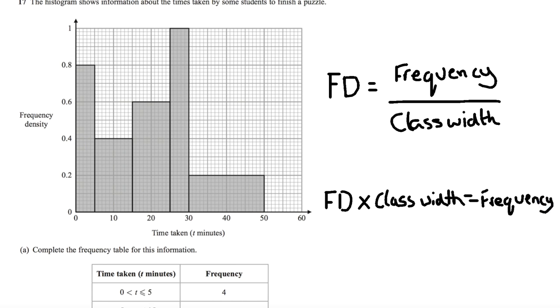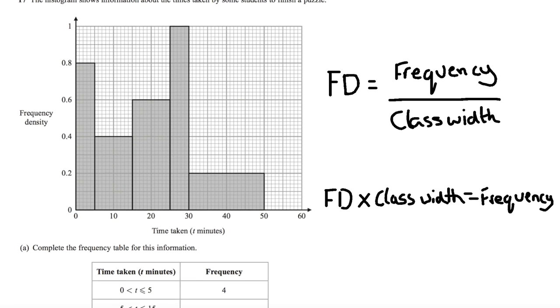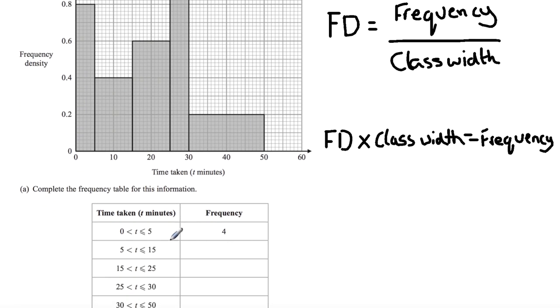Now I'm just going to apply this to the information given to us. So for the first group, 5 and 15, the frequency density is 0.4 and the class width is 10. So it'll be 0.4 times 10, which equals 4.